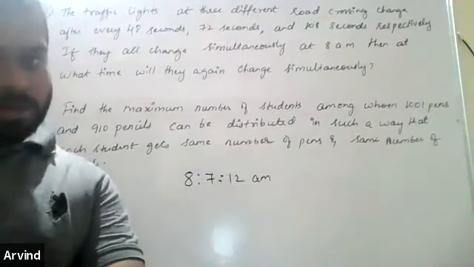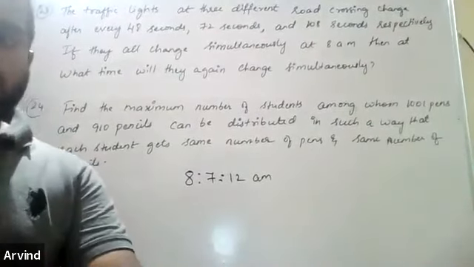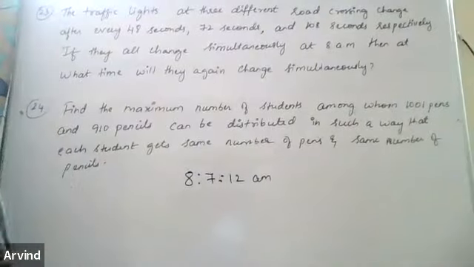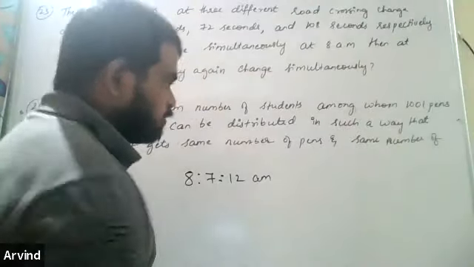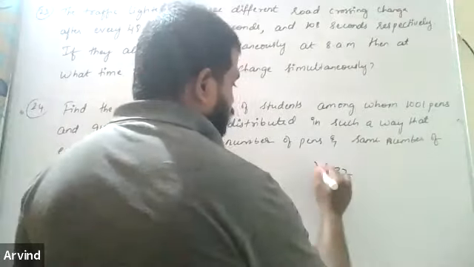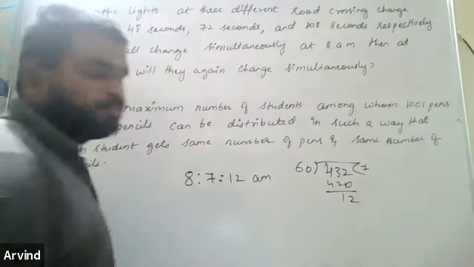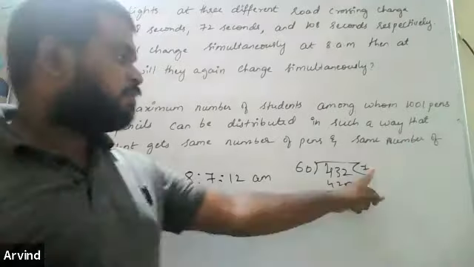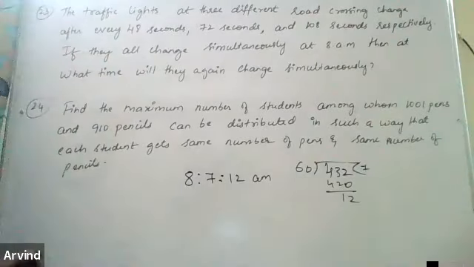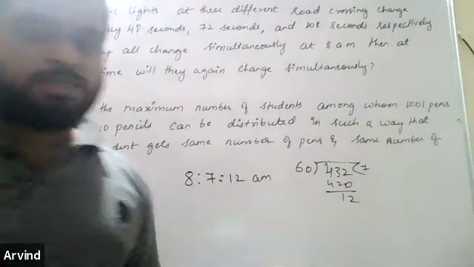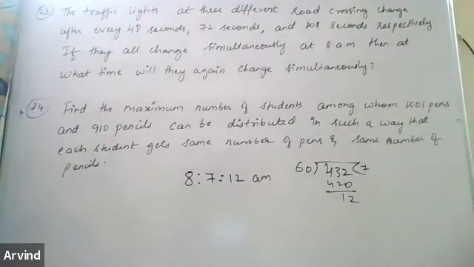Okay, Adarsh has given the answer. Very good, Adarsh. Sir, how is it 7 and how is it 12? 432 divided by 60. 60 sevens are 420. So 12 is the remainder. So 7 minutes, 12 seconds. The remainder is 12, right? So 12 seconds is left out. It's not 2.